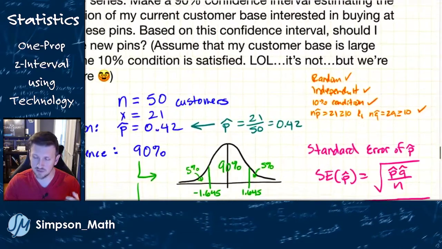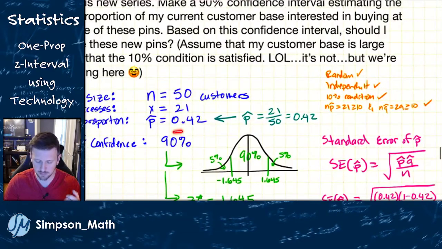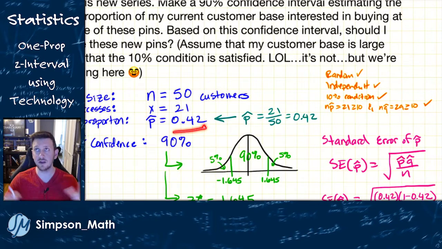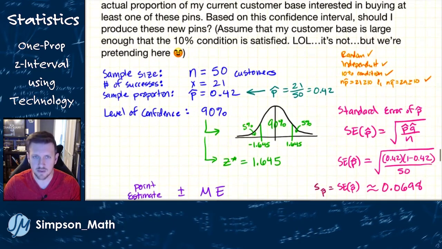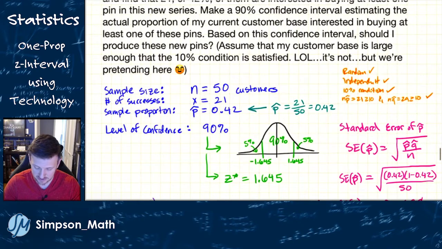You really only have to check the smaller of the two. Remember, p and q are complements of each other. So if you're in a hurry, you could just check the smaller one, because then the other one should be fine. We're then set to find a 90% confidence interval.